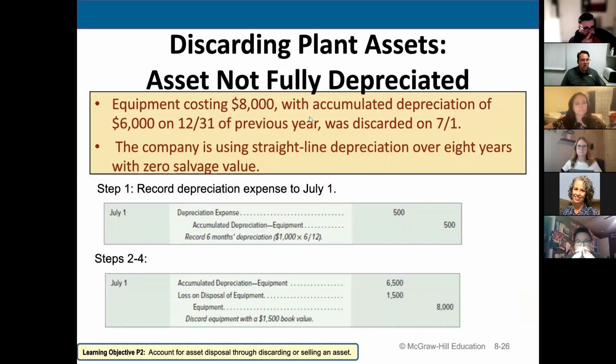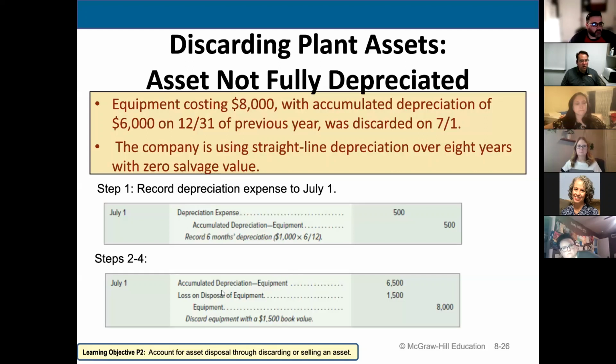Well, let's see, there's an 8-year asset that costs $8,000 with no salvage value. So that means the depreciation straight line would have been 1,000 a year. And then since we're doing 6 months here, we'll do 6/12 of 1,000, which is $500. So our first entry will be to record depreciation expense of 500 and accumulated depreciation of 500. That brings our depreciation current to the date of disposal.